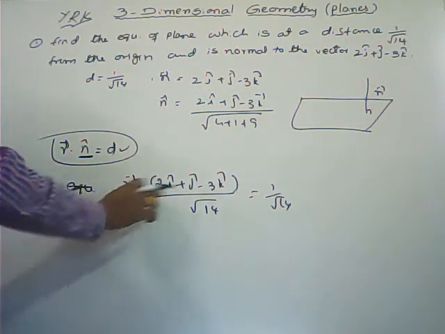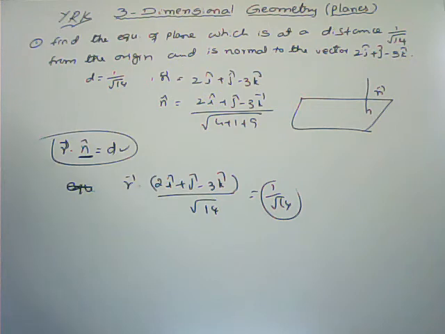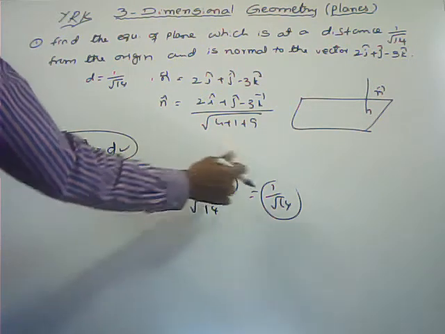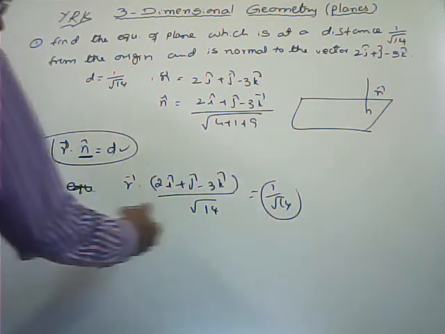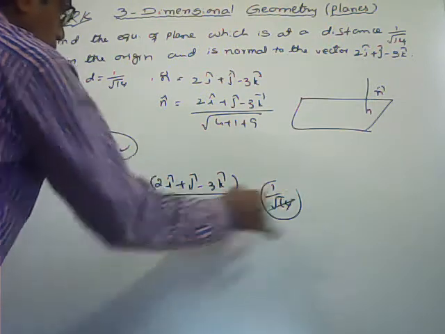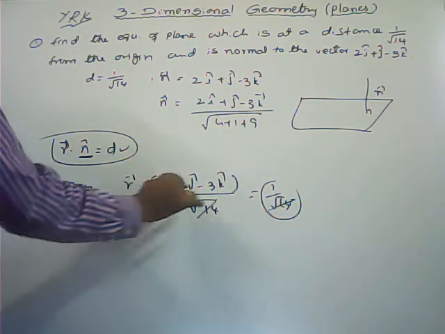Now this is in the form r bar dot n cap equals d. d is the perpendicular distance from the origin to that plane, and this is the normal unit vector. Then only we can say it is the perpendicular distance from the origin to that plane. So this is the equation of the plane. I am going to simplify this one. These two get cancelled, so r bar dot this vector equals 1.